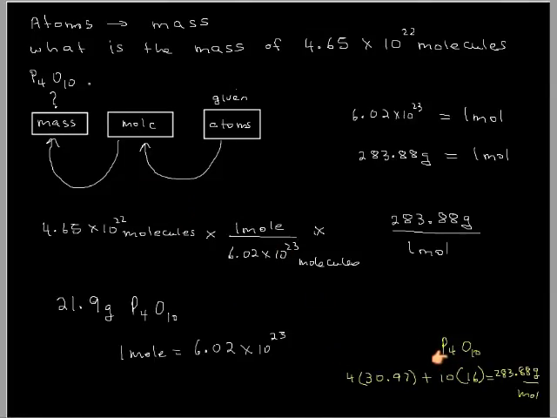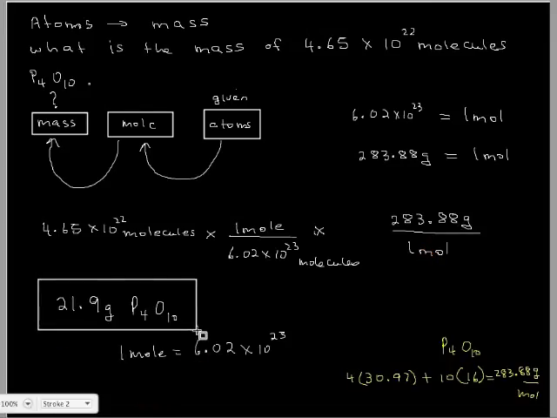The molar mass of P4O10 turns out to be 283.88 grams per mole. What this means is that 283.88 grams equals 1 mole. So going from moles to mass, you will use the conversion factor of mass over mole, so 283.88 grams per mole. And then you pick up your calculator and your final answer will be 21.9 grams.